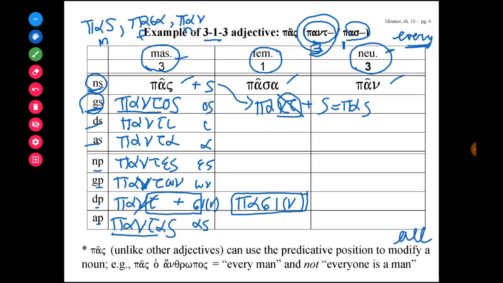And so let's say the masculine forms for the adjective pas, pasa, pan. It's pas, pantos, panti, panta, pantes, panton, pasin, pantas. So let's say this again. Pas, pantos, panti, panta, pantes, panton, pasin, and pantas. And those are the masculine forms. Now I'm going to clear the board.